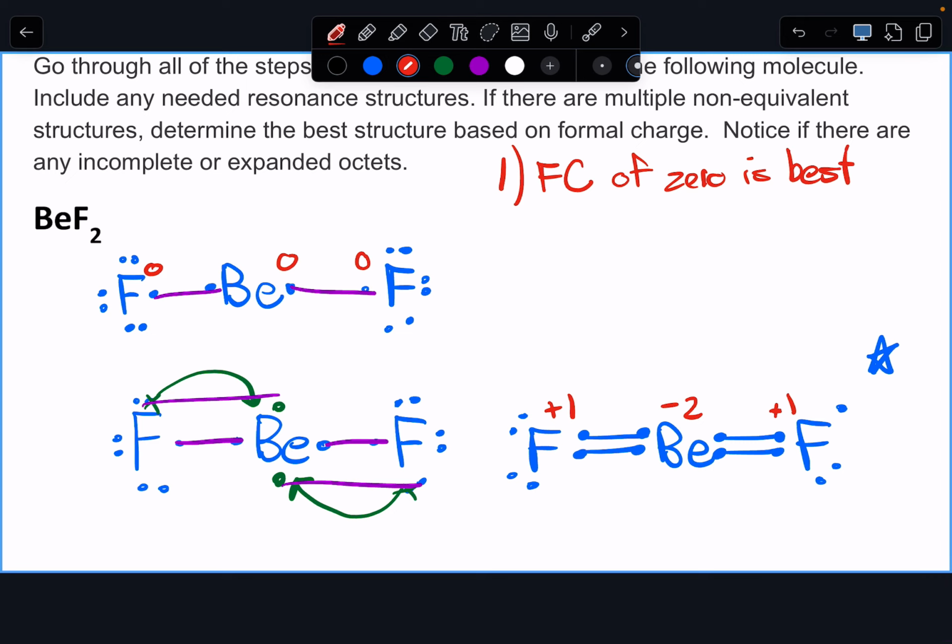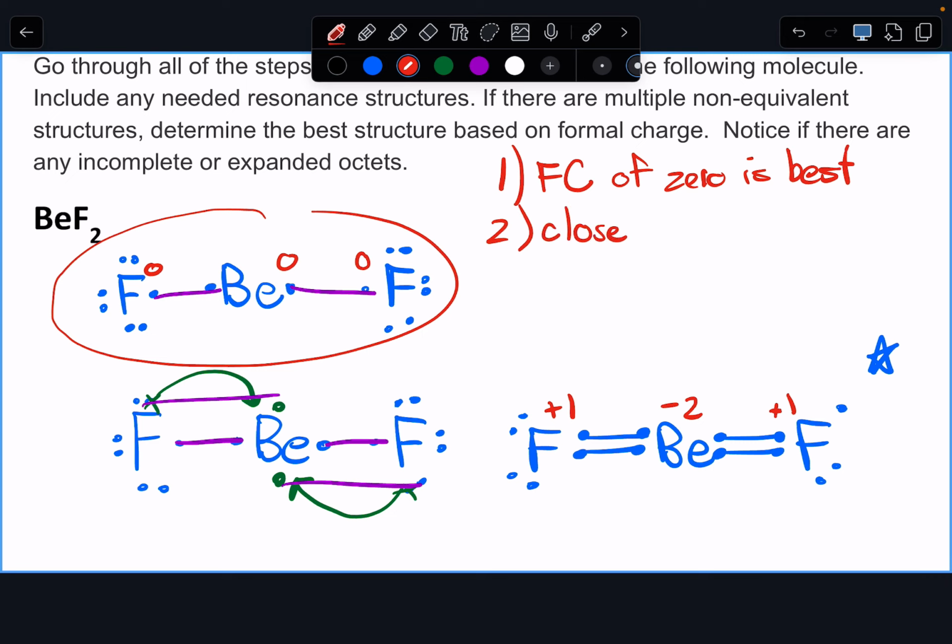Okay, so off the bat, that means that this structure is better. We didn't break any of those rules about who has to have the octet and who underfills and who overfills, and everything was 0. There will be instances where it can't necessarily stay 0. In that case, it is preferable to be close to 0.